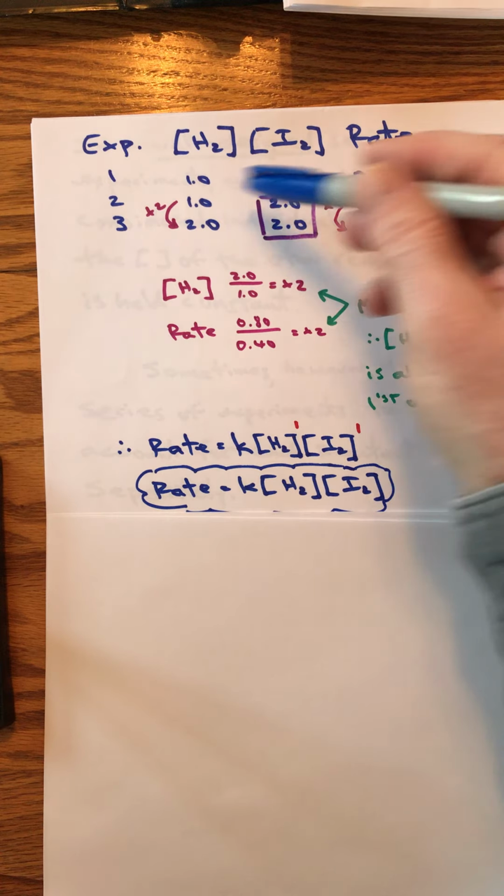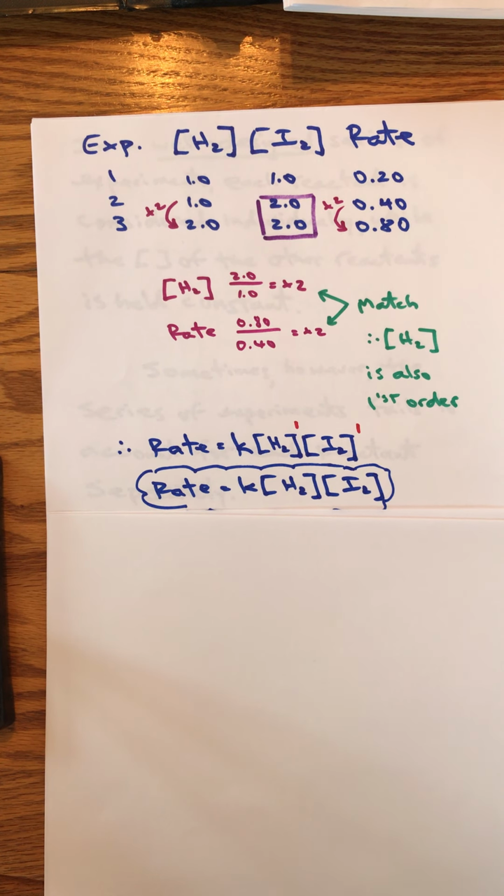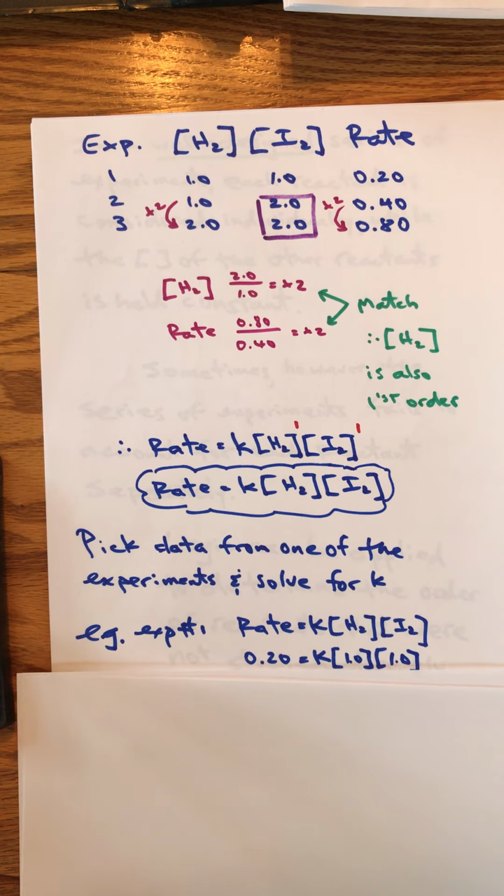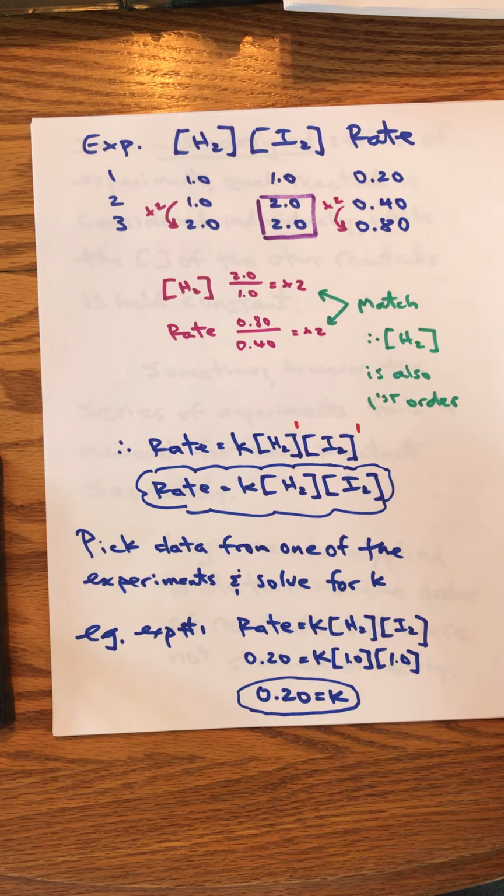I can go back to my data, pick any of the experiments, plug and chug, solve it for K. So I chose experiment 1. Rate 0.2 is equal to K times H2 times I2. Well, they're both 1. K is 0.20. Easy peasy.